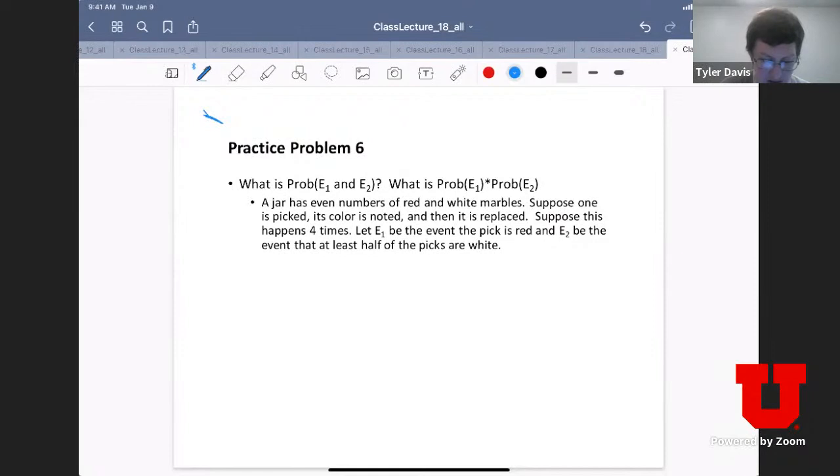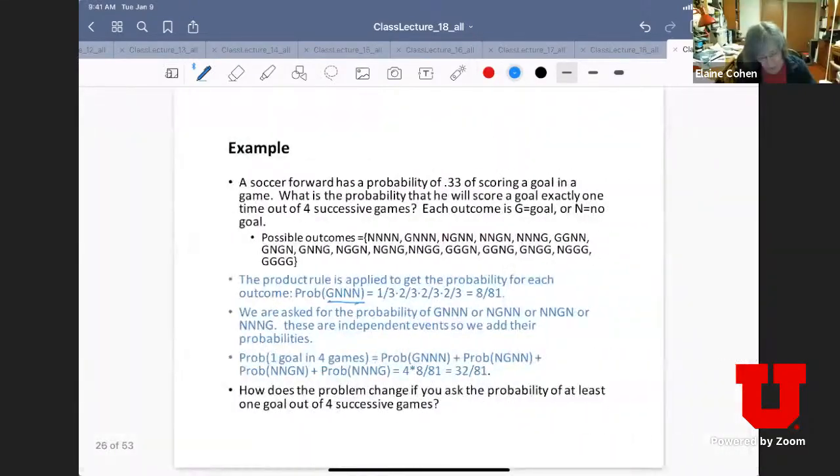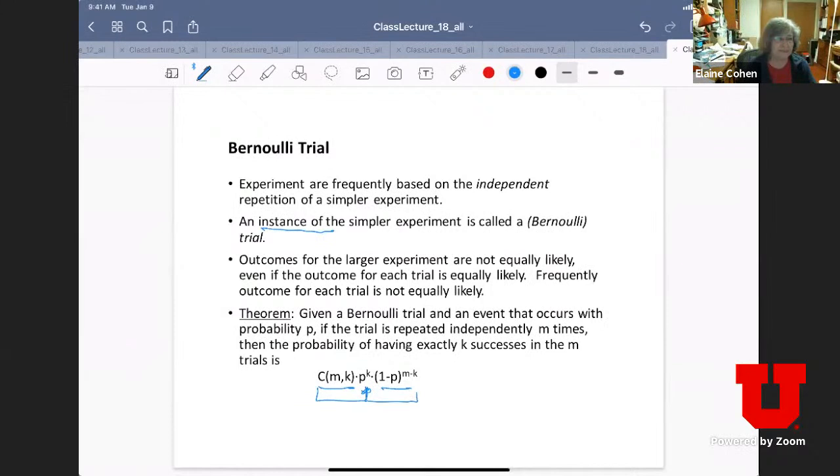So Mike, I just have a quick one. It's about, so for the Bernoulli trial, P is the probability of success. Yes. Then K is the number of times we actually succeed. Yes. Then M is the number of repetitions. Yes. Okay, good. Got it.